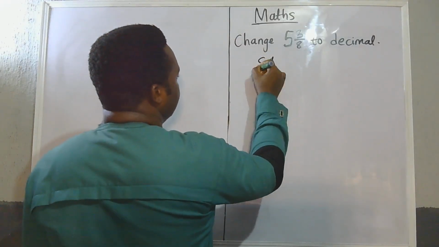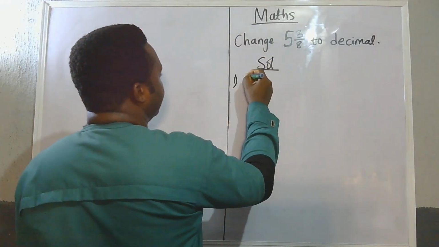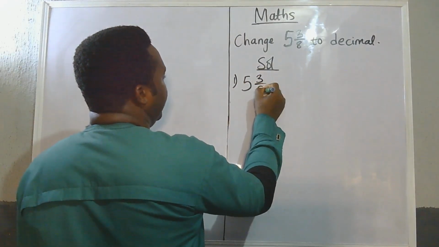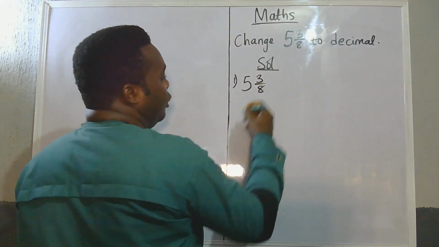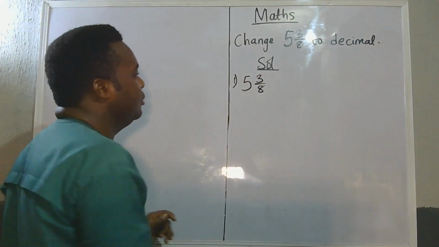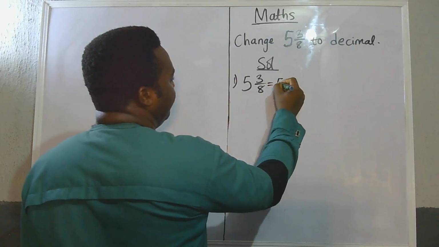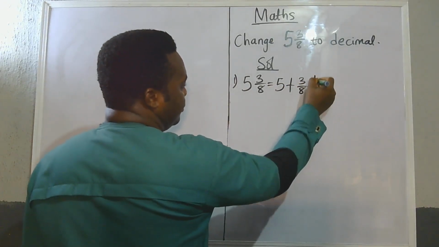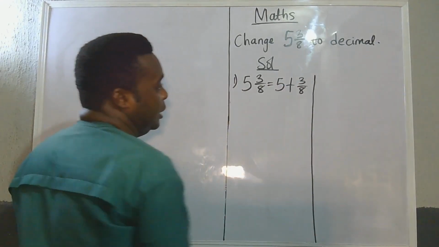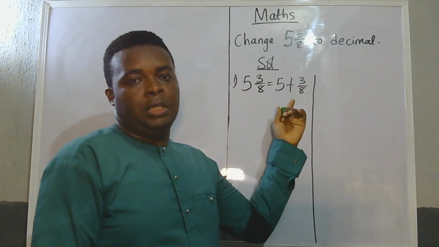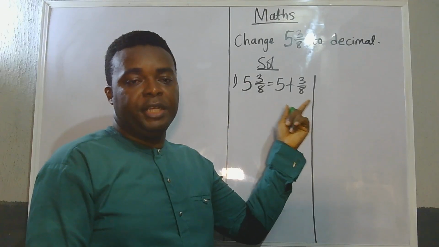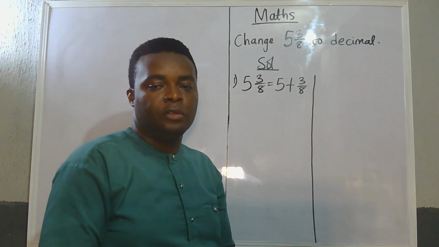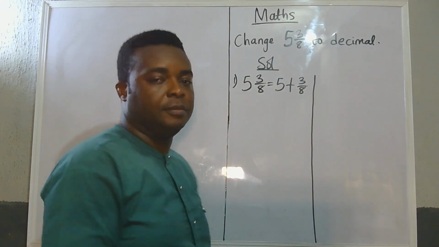Solution. Number 1. 5 whole number 3/8. We want to change it to decimal. So we say 5 plus 3/8. Now, we have to change the 3/8 to decimal. Okay? So, how do we do this?